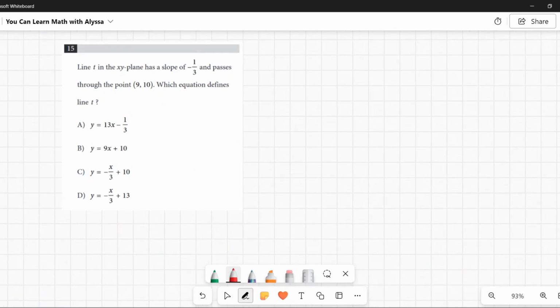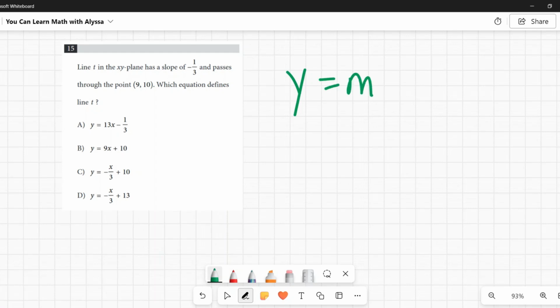Number 15, line T in the xy plane has a slope of -1/3 and passes through the point (9, 10). Which equation defines line T? When we have a slope and we have a point, I love using y equals mx plus b, or slope-intercept form. I think it works really quickly. They're telling us the slope. That's our m there. They're telling us the slope is -1/3, so I'm going to go ahead and replace that.